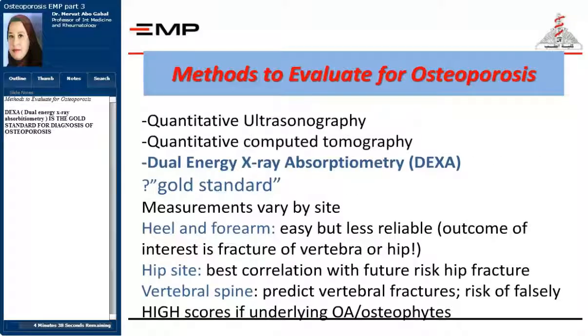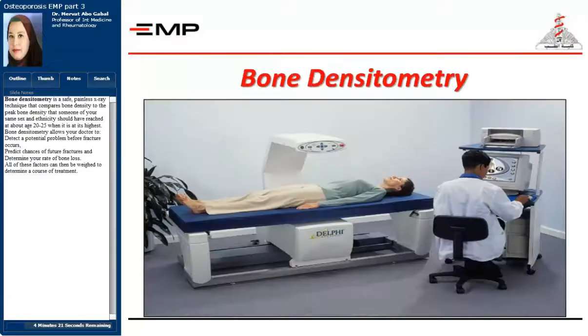Methods to evaluate for osteoporosis include quantitative ultrasonography and quantitative computed tomography, but DEXA, or dual energy X-ray absorptiometry, is the gold standard for diagnosis of osteoporosis. DEXA is a safe, painless X-ray technique that compares bone density to the peak bone density that someone of your same sex and ethnicity should have reached at about 20 to 25 years.